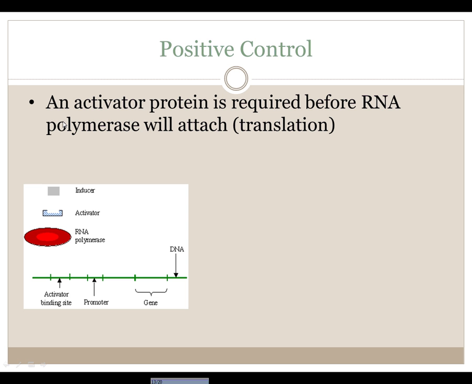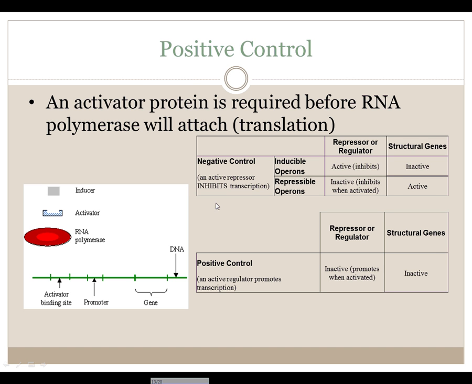And what positive control is, is where an activator protein is absolutely required before the RNA polymerase can attach. So right now, as it is, you can't get the RNA polymerase on here until we get an activator protein. And so what I want to do is just do a side-by-side here. Okay, this is a table from the previous slide, and nothing's changed up here.